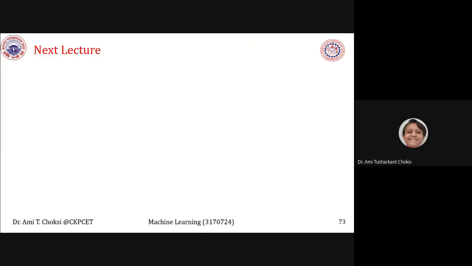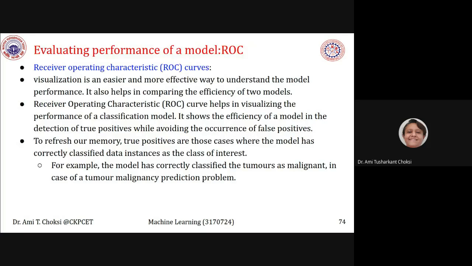Okay, so let us start. Today, evaluating the performance of a model. We have already seen that, but one more thing is ROC. What is ROC? It is the receiver operating characteristic curve. So what is that?